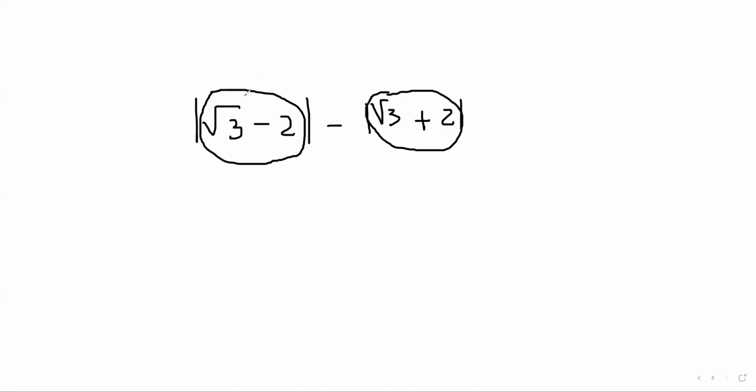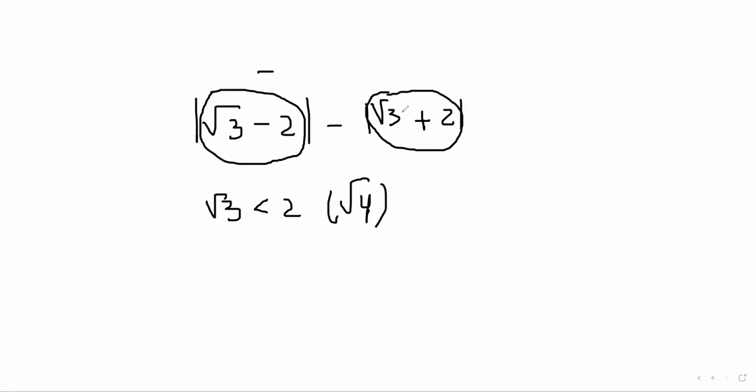You can see here that under root 3 is less than 2. How can we be sure? Because 2 is actually under root 4. So obviously under root 3 is less than under root 4. So in this case, this expression is a negative expression.